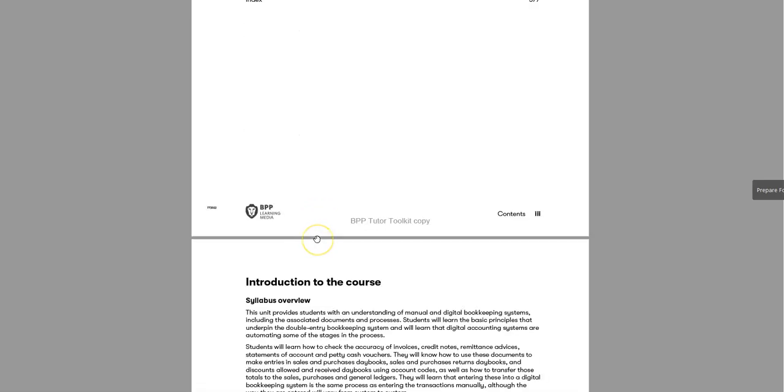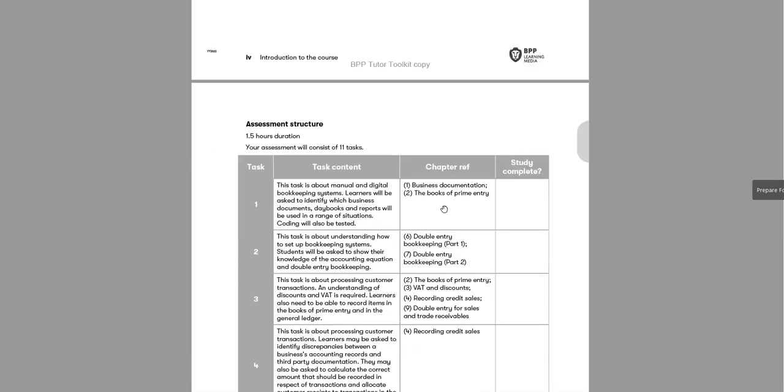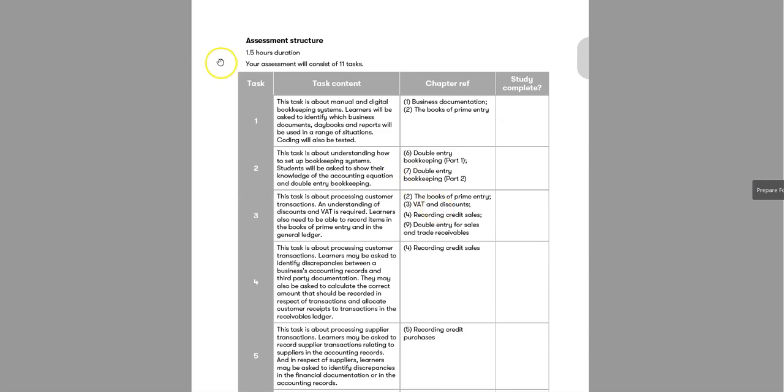Now let's have a look at the question pattern. It will be a computer based assessment, and it will be 1.5 hours, exactly the way it was before. It will be exactly the same. Now let's have a look at the task area. We have a 1.5 hour duration for the exam, and that consists of 11 tasks.